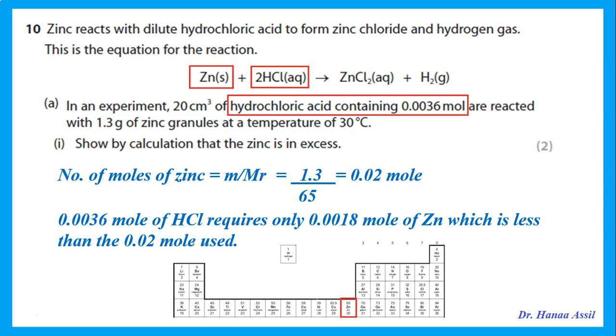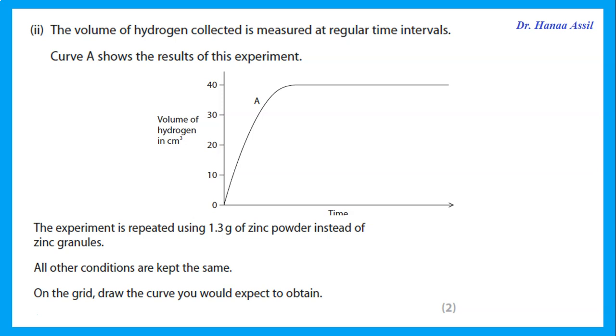So that is 0.0018 mole. And this is less than what we added. When we calculated what he added, we got 0.02 mole. So he added 0.02 mole of zinc, but the number of moles of hydrochloric acid added needs only 0.0018 mole of zinc, and that means the zinc is in excess. They added too much zinc.